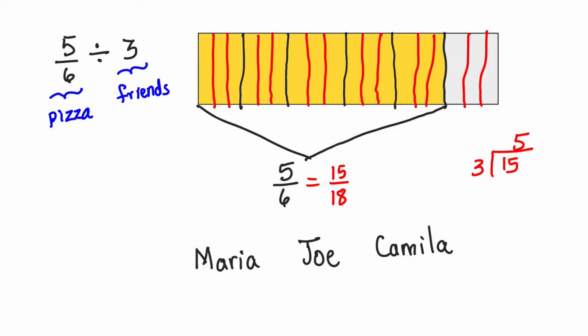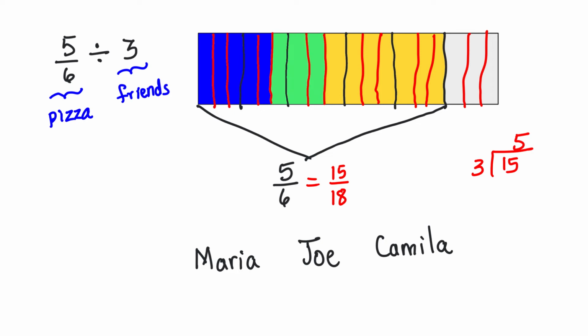So we're going to highlight the first part for Maria. So we're going to have 5 parts. 1, 2, 3, 4, 5. And now let's highlight the 5 parts for Joe. 1, 2, 3, 4, 5. And then the rest is going to be for Camila. 1, 2, 3, 4, 5. So your answer is every person gets 5 out of the 18.